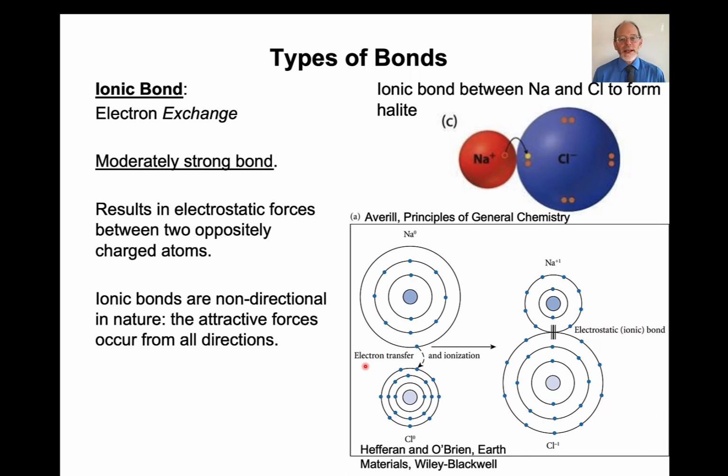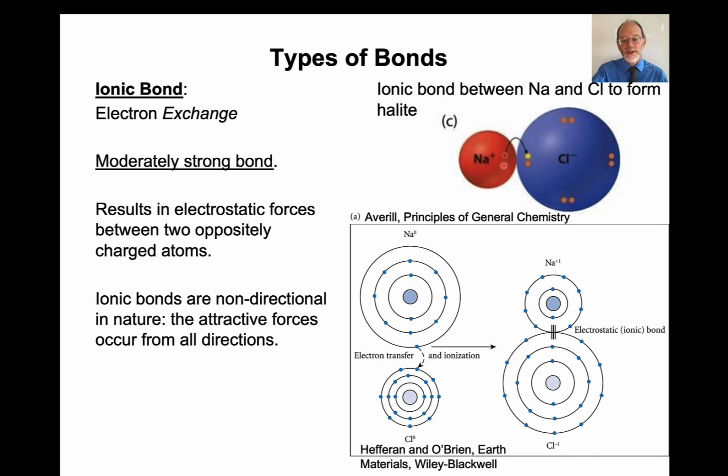An ionic bond is essentially an electron exchange. So it forms a moderately strong bond. And so the notion is that an atom like sodium might donate an electron to an element like chlorine. This would give chlorine a net negative charge. This would give sodium a net positive charge. And the electrostatic forces between the two would cause them to couple together to form an ionic bond.